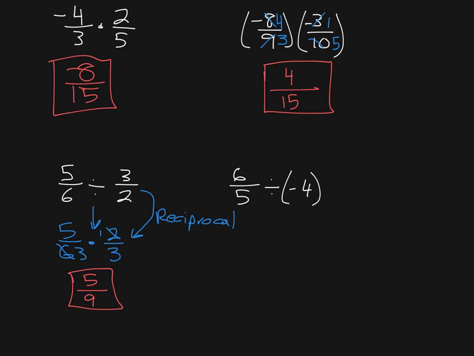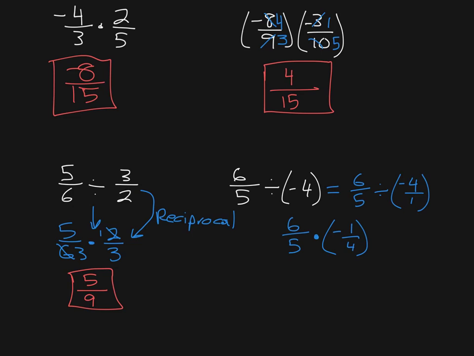Now in our final example, this is where some people get tripped up when we introduce integers. Now, we can rewrite this problem as 6 over 5 divided by, not negative 4, but we'll write that as a fraction. Remember, we can always write that as negative 4 over 1. Now to change it into a multiplication problem, my 6 over 5 is going to stay the same. Division becomes multiplication, and the reciprocal of negative 4 over 1 is negative 1 over 4. It's still negative, but we switched the 4 and the 1 in the numerator and denominator.